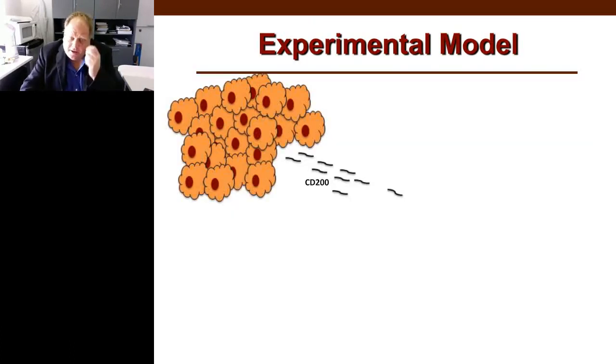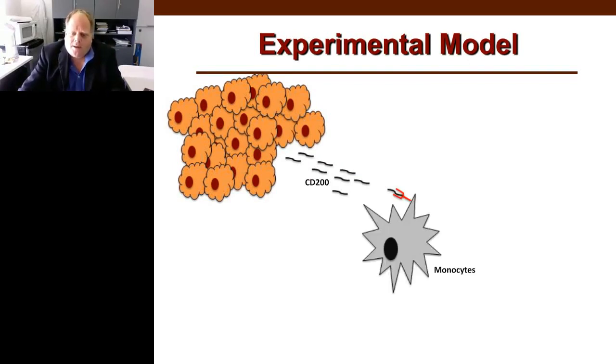So our experimental model right now is actually kind of twofold, but what we're thinking is that CD200 is secreted from the tumor site, and it actually acts on antigen-presenting cells, such as monocytes, mostly dendritic cells. And I'll go through this in a few minutes.